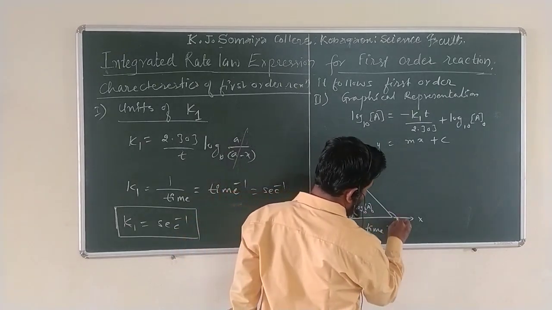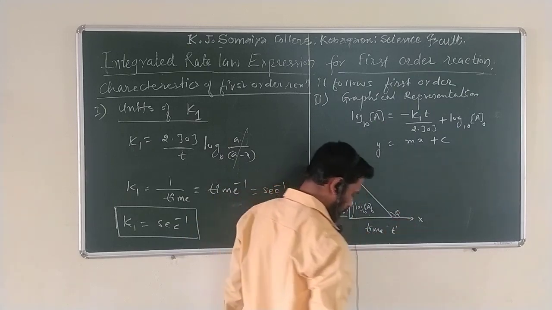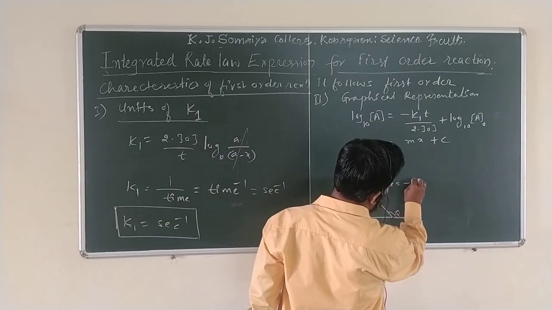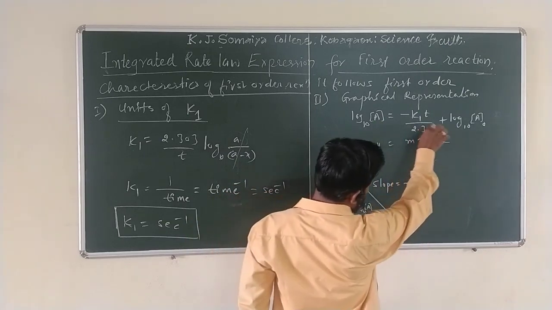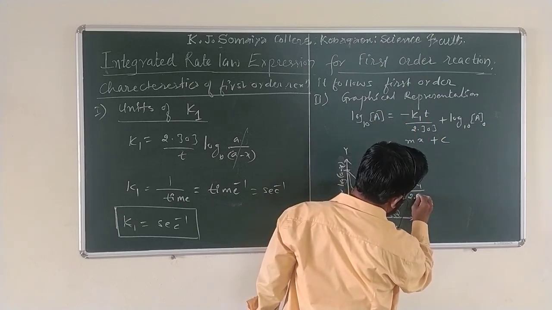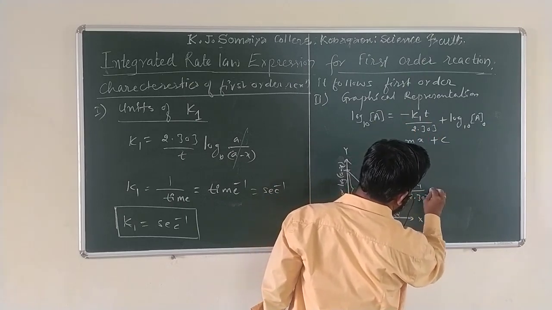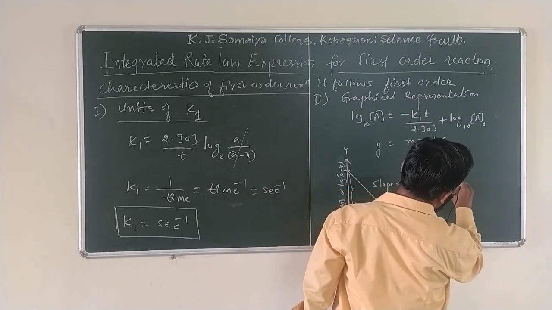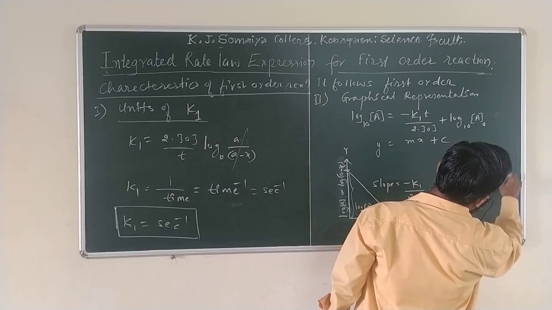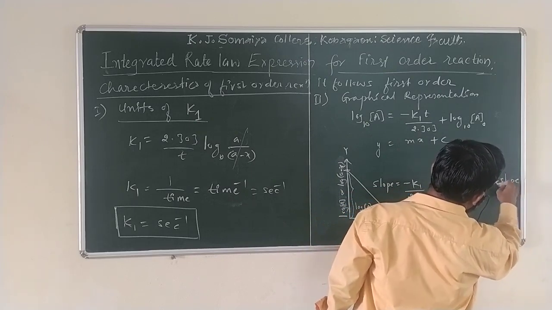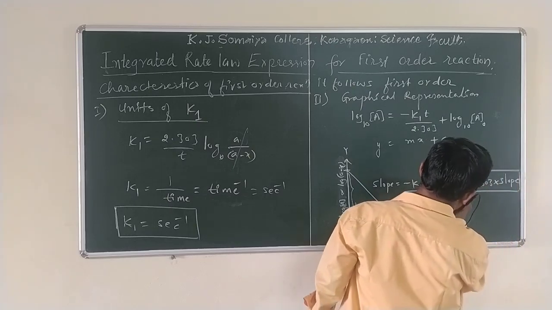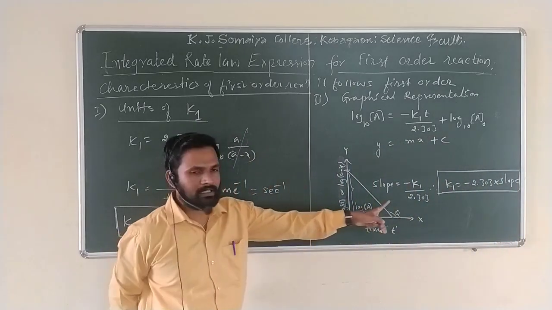So here we can take the slope of this equation. The slope is equal to minus K1 upon 2.303. Therefore, K1 can be calculated. K1 is equal to minus 2.303 into slope. So with this we can calculate K1. How can K1 be calculated?